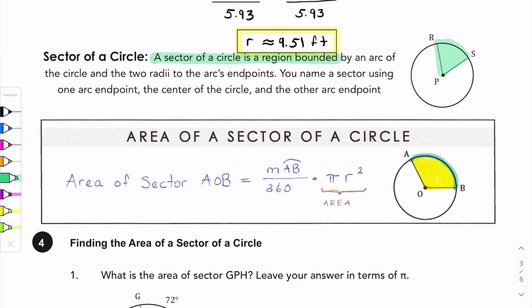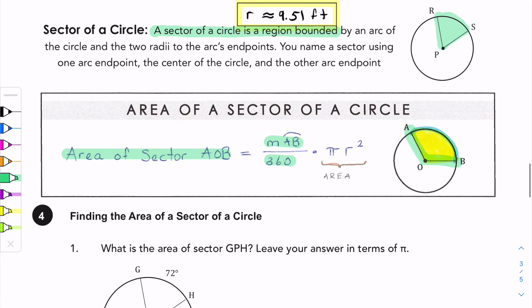So the area formula states that the area of the sector AOB, which is A to O to B, is equal to the measure of arc AB divided by 360, so same as the previous formula, but this time we multiply it by the area, so times pi times the radius squared.